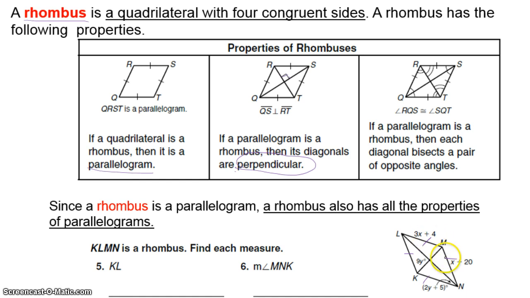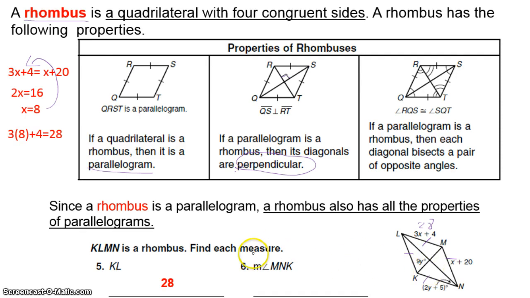So how am I going to find my value of x? What are we going to do with those two values? Are you going to set them equal to each other? I hope you said yes. So let's come over here. We set them equal to each other. Combine our like terms. We get that x equals 8. I'm just going to substitute this x equals 8 back into the 3x plus 4. So 3 times 8 plus 4 is 28. Therefore, if my side LM is 28, what do I know about the other three sides? They're also what? Did you say 28? You got it. So length side KL is 28.